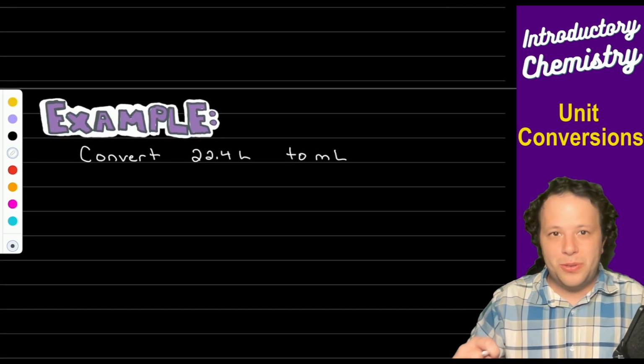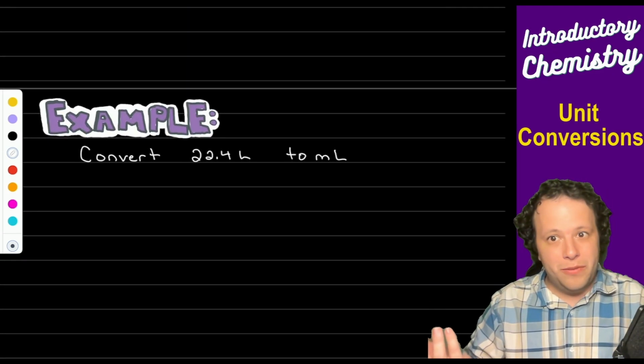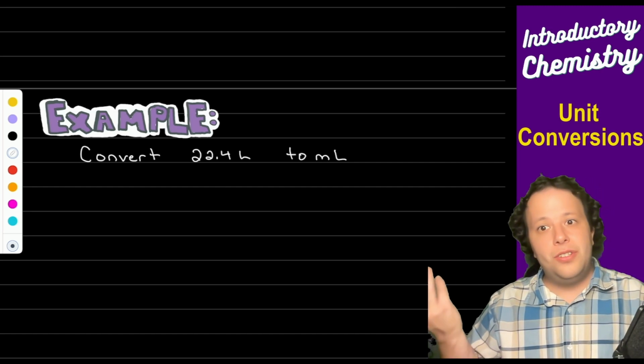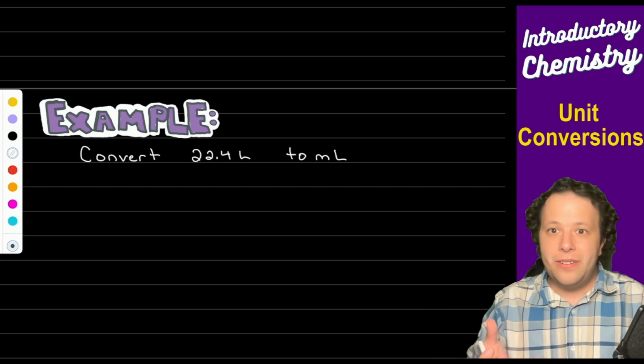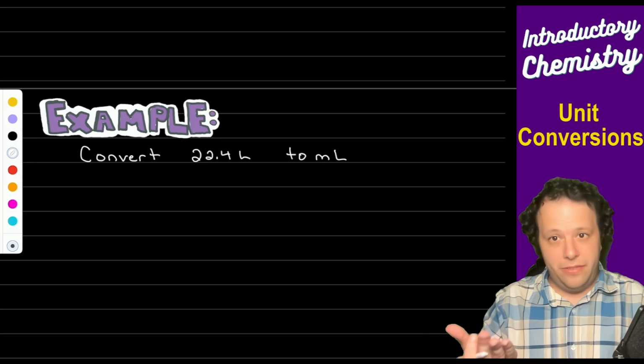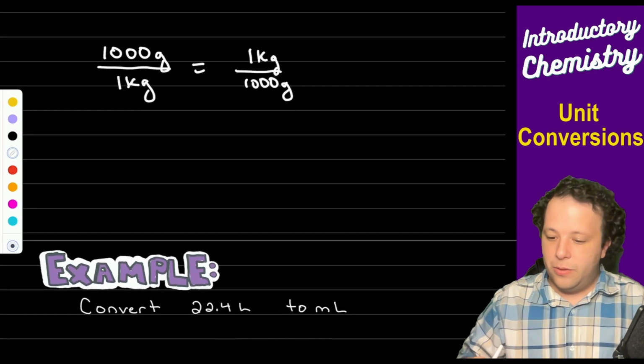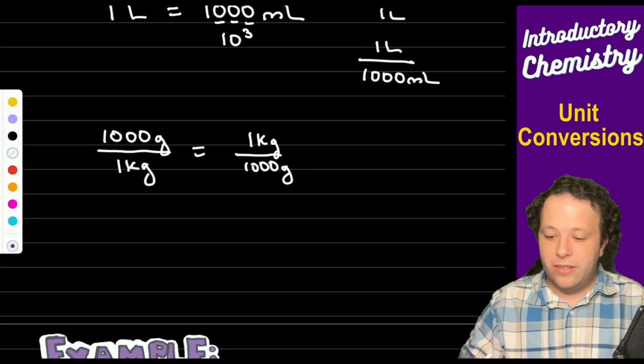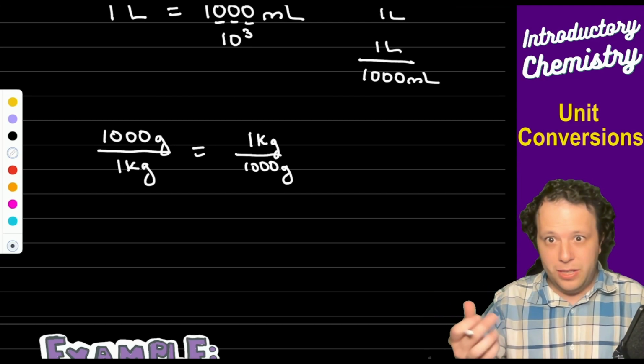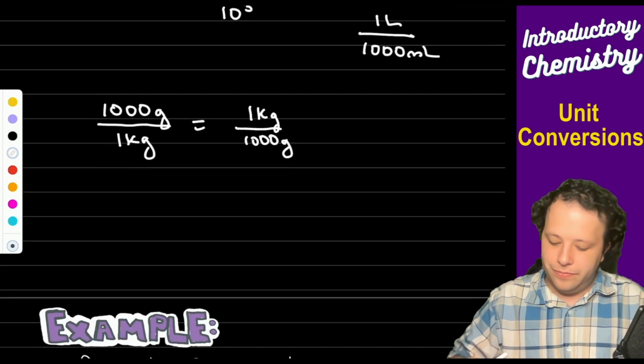So if I have the first one here, it says convert 22.4 liters to milliliters. So what you would have to do is go to your tables. Now we defined this one before. So we said that 1 liter is equal to 1,000 milliliters. So let's do this problem. Let's go through our steps.